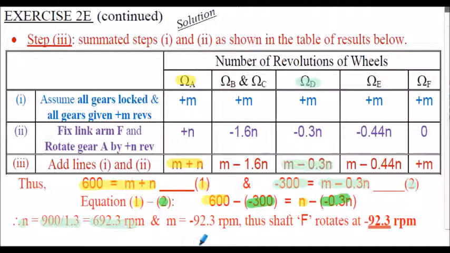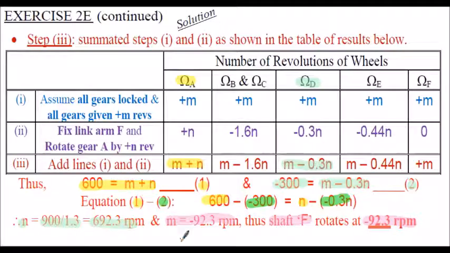And if I back substitute into any of the equations, so I'm just using simultaneous equations here, any equation you want to choose, I can work out the value of m in this case, which is negative 92.3. So again, the maths is telling me the sense here in this particular case. So the m would be negative 92.3. In this particular question, they've asked us for the speed of shaft F. Well, it rotates at negative 92.3 RPM. It goes in an anti-clockwise direction, in other words.